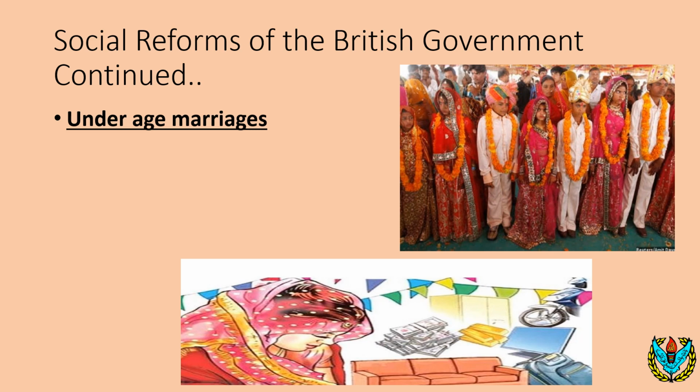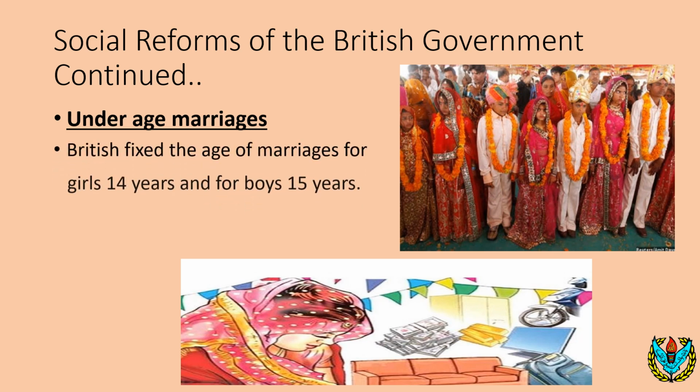The Child Marriage Restraint Act 1929, passed on 28 September 1929 in the Imperial Legislative Council of India, fixed the age of marriage for girls at 14, which was later amended to 18 for girls and 21 for boys.